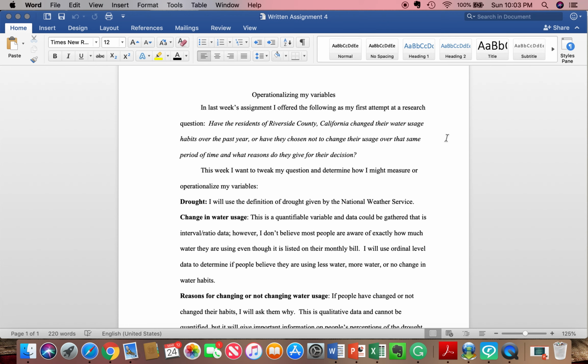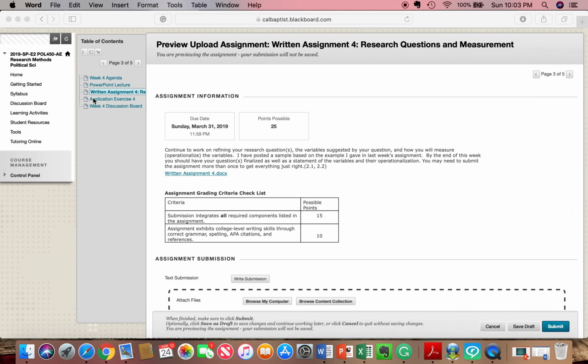Based upon my actions, how is my water usage changing? Do I believe that we're in a drought? If so, am I affecting my water usage? So you all should be able to look at your question and say, this is my dependent, this is my independent. What do I need to operationalize? And then how am I going to answer that, and with what data?